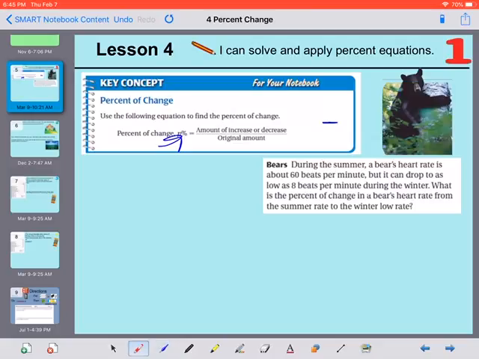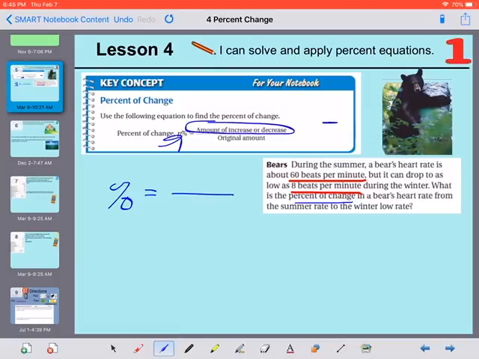So let's look at an example. It says, during the summer, a bear's heart rate is about 60 beats per minute, but it can drop to as low as 8 beats per minute during the winter. What is the percent of change in a bear's heart rate from the summer to the winter? So we need to figure out the percent. That's what they're asking us for. So we need to figure out first how much did it change, and then we can figure out what is the actual percent. So it started out at 60 and it went down to 8.